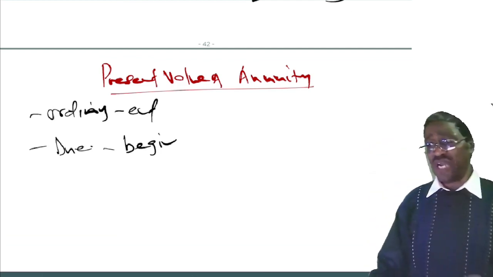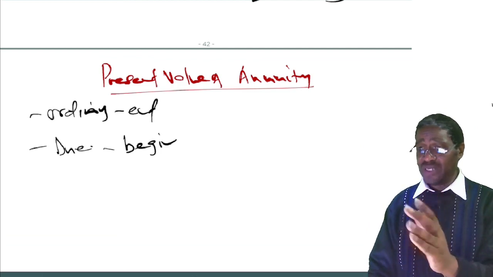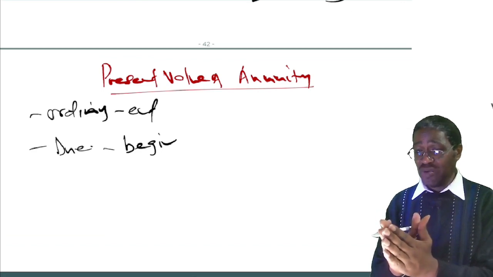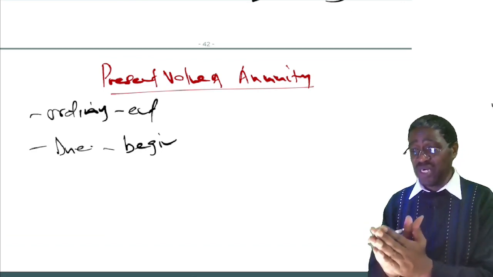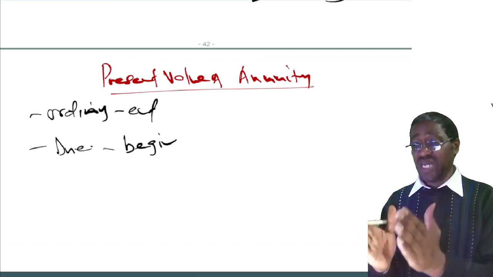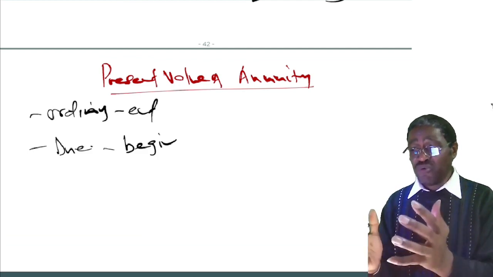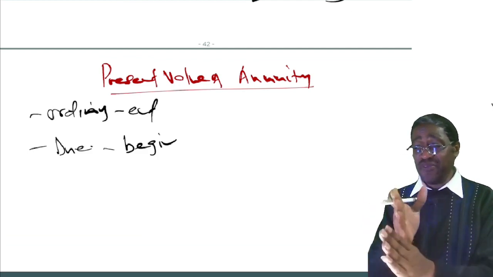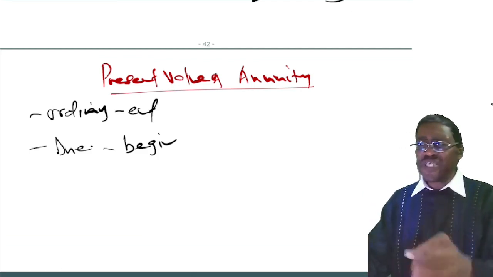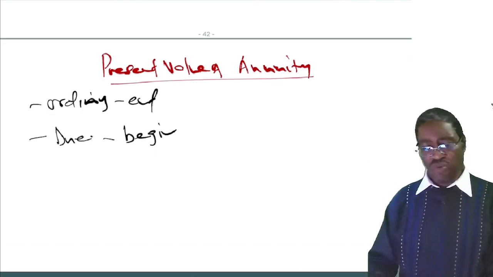So you want to determine the present values. Okay, let me explain. I'll be investing 1 million at the end of every year. I want to know for the next 10 years, if I keep investing 1 million, 1 million, 1 million, what is the present value of those annuities?